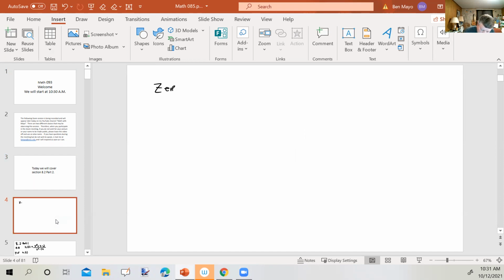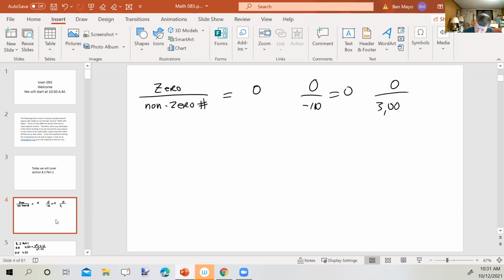0 divided by a non-zero number, that means hashtag now, but it also meant number long ago, is equal to 0. So 0 divided by -10 equals 0. 0 divided by 3,000 equals 0. 0 divided by anything that's not 0 equals 0.